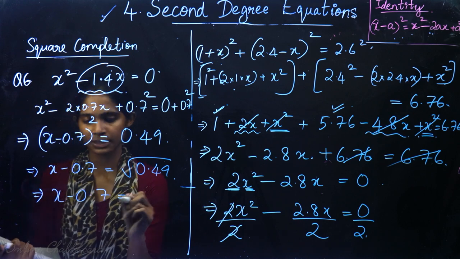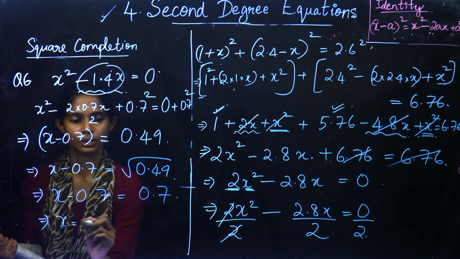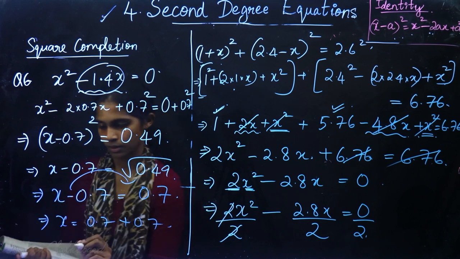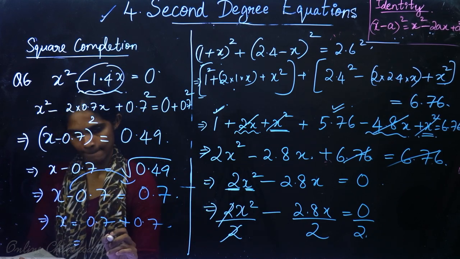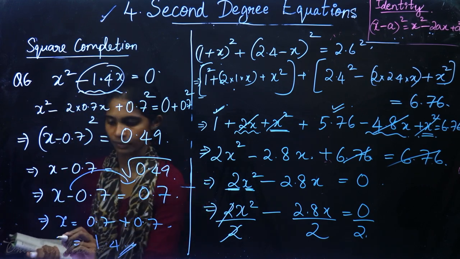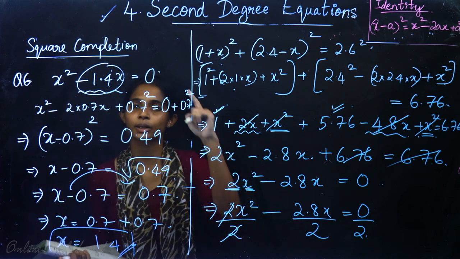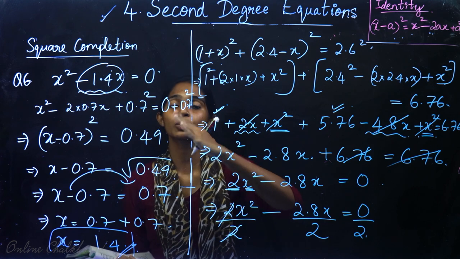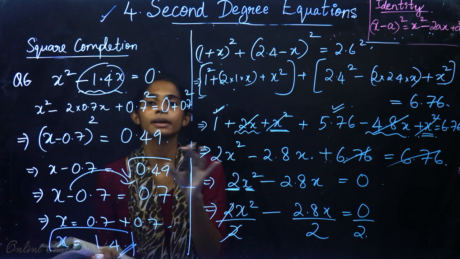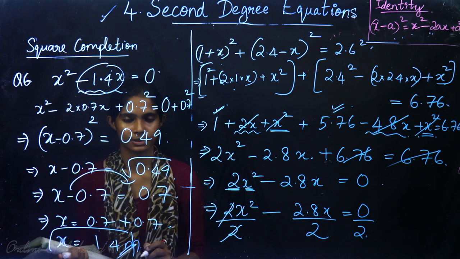So, x minus 0.7 is equal to 0.7. So, from here x is equal to 0.7 plus 0.7. So, that will be 1.4. So, we have x is equal to 1.4. Now, coming back to the original question, if we move the foot of the rod 1.4 meters away from the wall, then the required conditions are all satisfied. So, your answer is 1.4 meters.